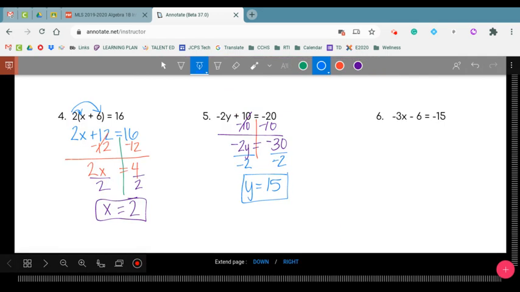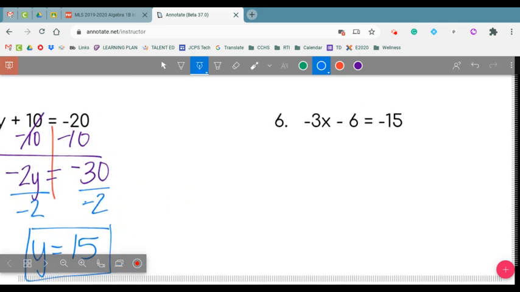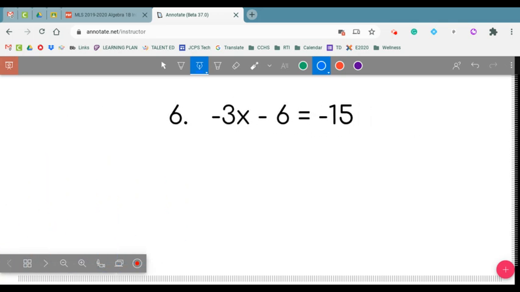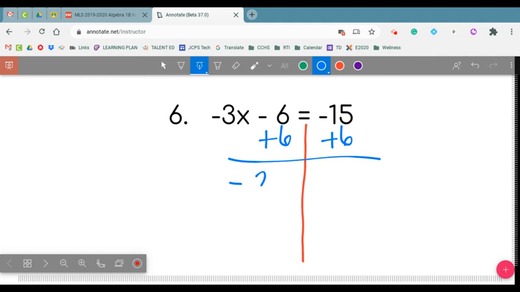Okay, last problem for this page. We have negative 3x minus 6 equals negative 15. So I want you to think, what's my first step? Do we divide out the negative 3 or do we add the 6 first? If you said add the 6, you are correct because we want to undo our addition and subtraction. So we get negative 3x equals negative 15 and positive 6. They're different signs, so we subtract and keep the sign on the bigger number. 15 minus 6 is going to give you 9. Negative is on the 15, which is the bigger number, so it's going to be a negative 9.